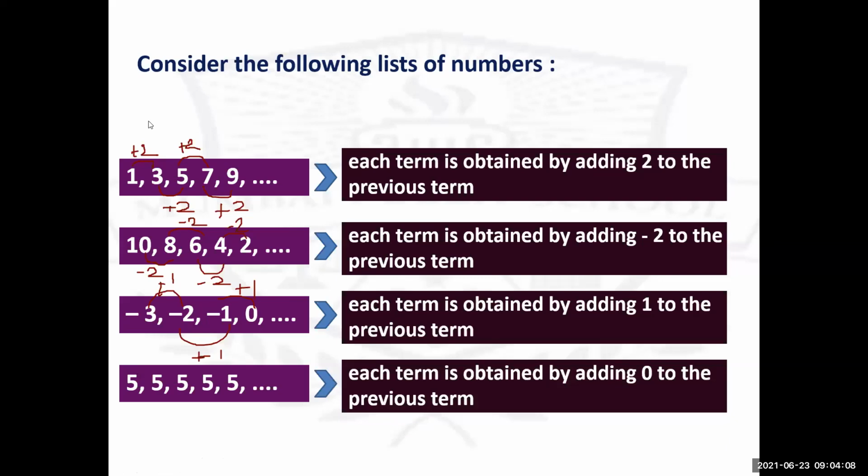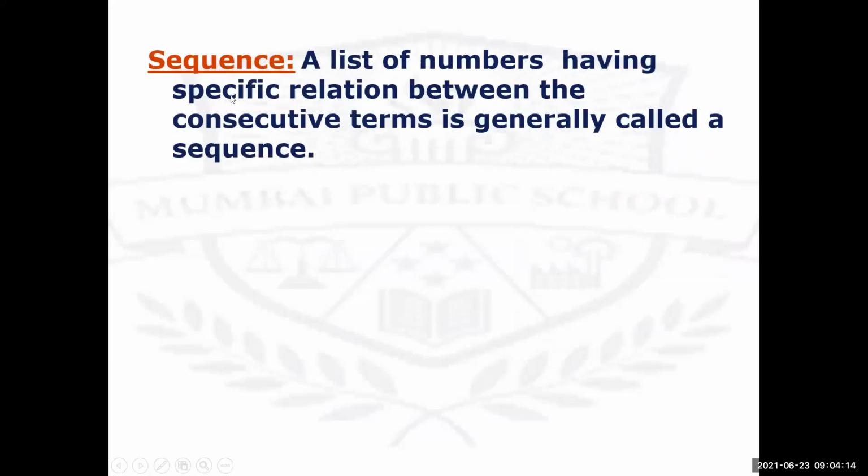Is this clear in here? Now we'll come to the definition. Understand? Now, what is a sequence? A list of numbers having a specific relation between the consecutive terms is generally called a sequence. It means a group of numbers which have got a specific relation.